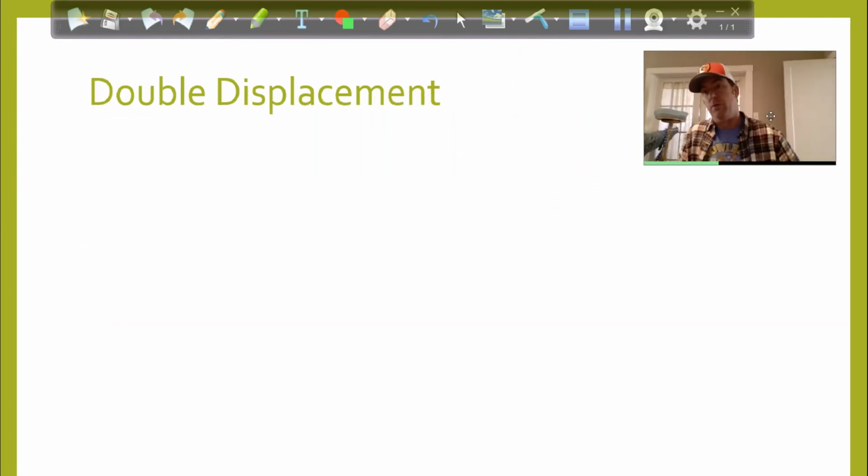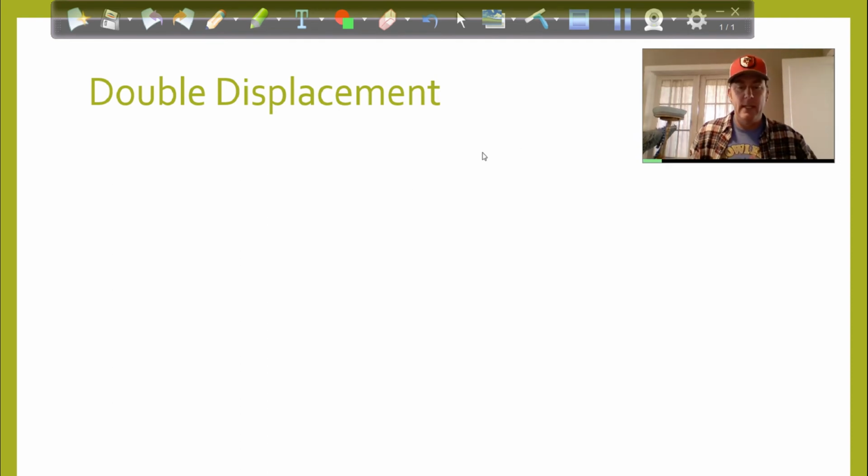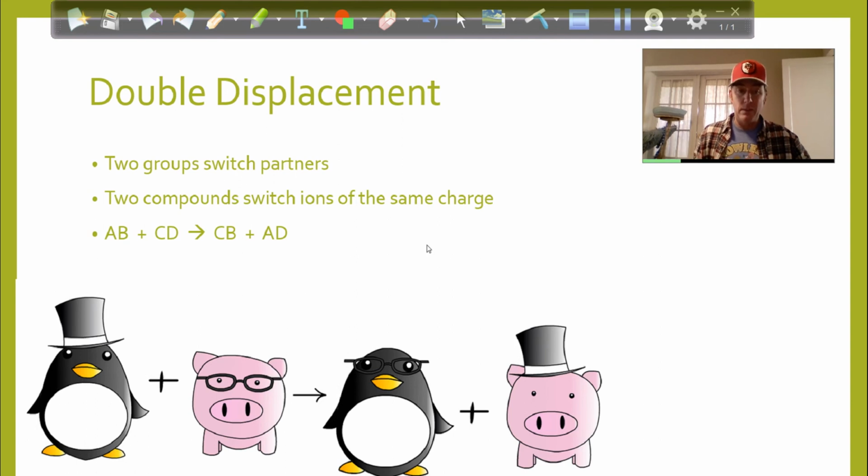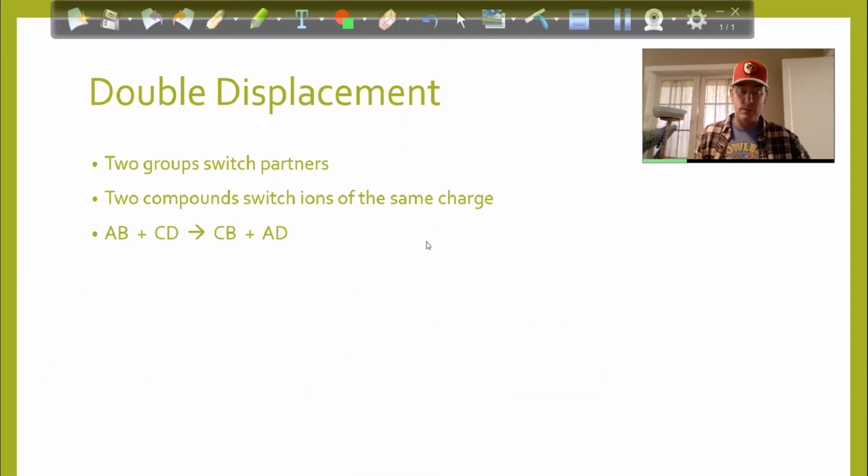So, okay. Double displacement. For this reaction to take place, we have two groups switching partners. As we think of two compounds, the ions of the same charge will switch. Like a metal will switch for a metal, or a non-metal will switch for a non-metal. So AB plus CD equals CB plus AD. Notice how I kept the ones that were first, because just like our compounds, positive, negative, is going to stay that same pattern. So here we got the penguin with the hat and the pig with the glasses, and they switch parts around, right? Here's a chemical example.